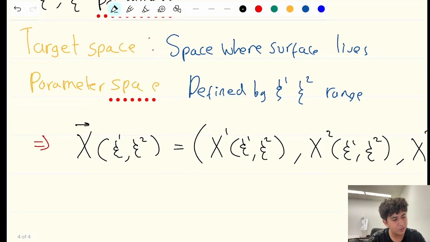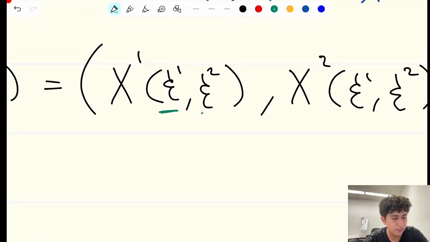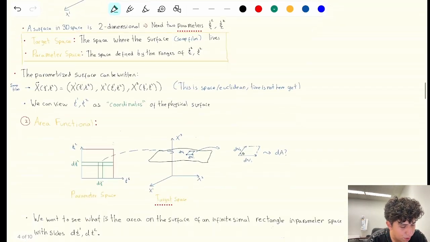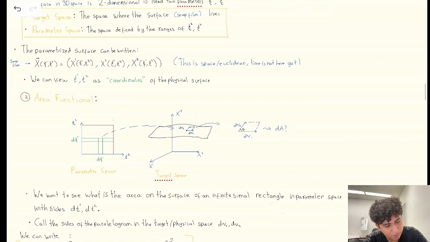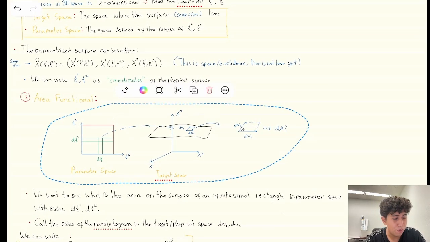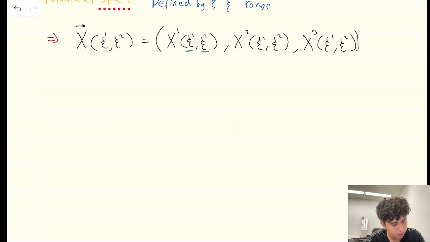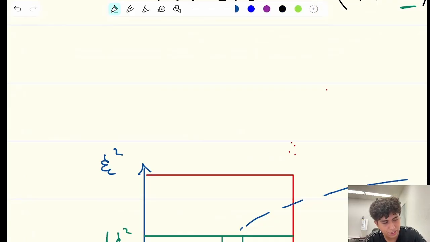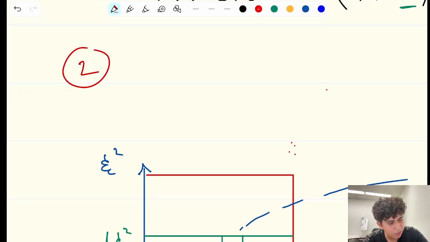So essentially you can think about these two as coordinates, and a great pictorial way to think about them, let me copy and paste my image. A good picture to have in mind of how to think about parameter space and target space is the following. Okay, now we're going to go into the second part, the area functional.